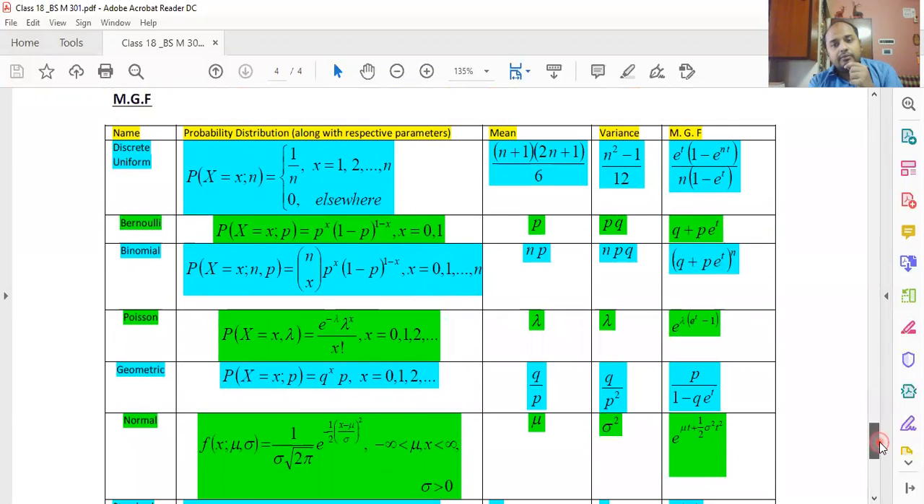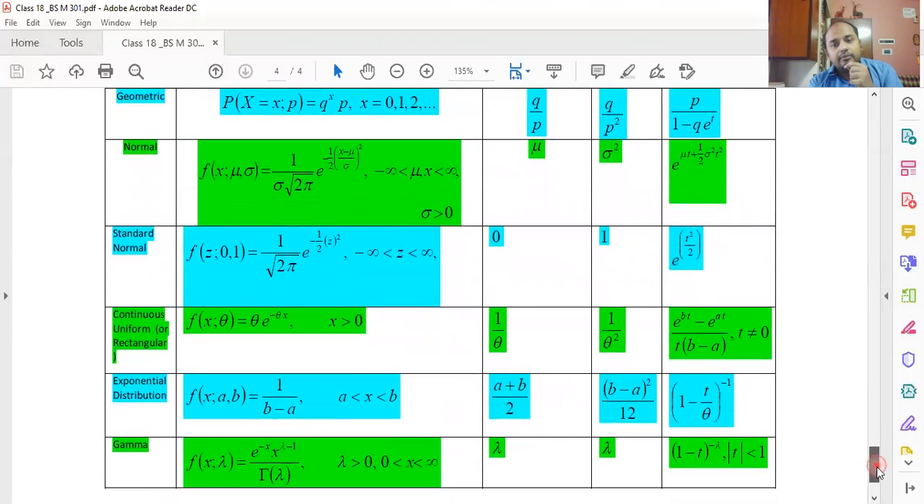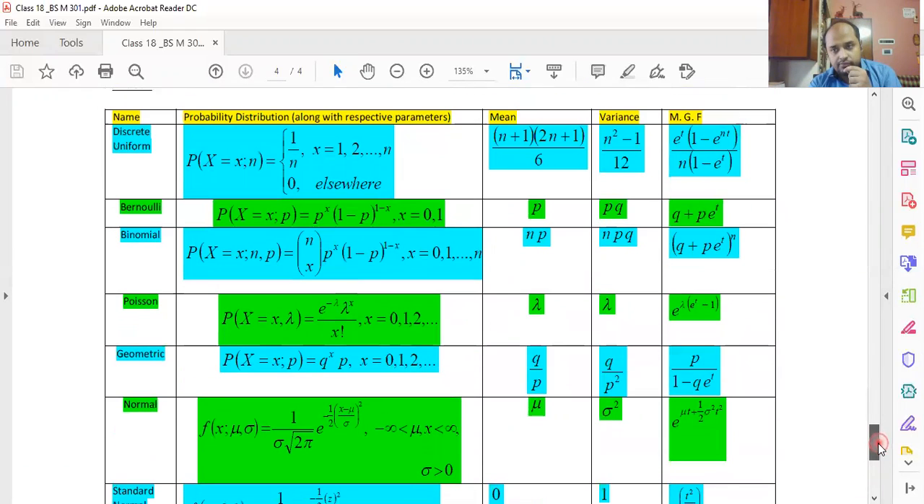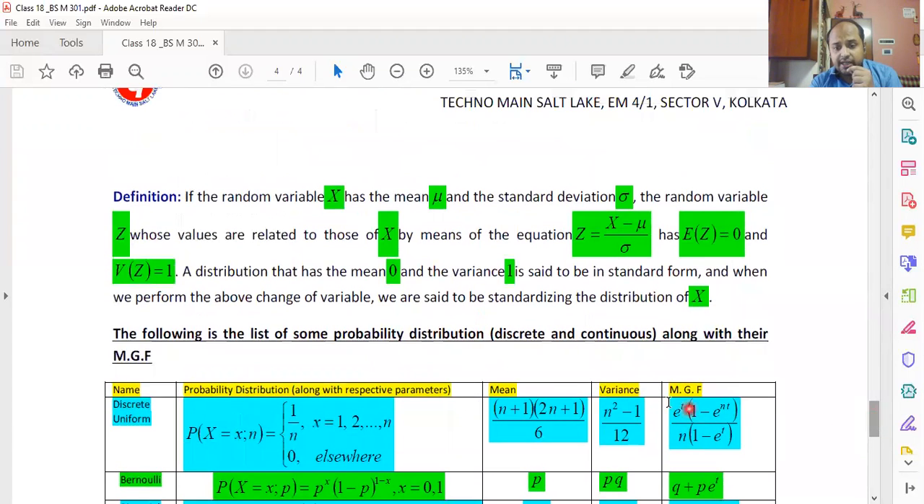Now I have put here a chart for your purpose, and in this chart I have shown you several probability distributions, along with their parameters, their moment generating function, their mean and their variance. It would be wonderful if a student could remember the entire chart, if their remembering power is great. My remembering power is not that great.